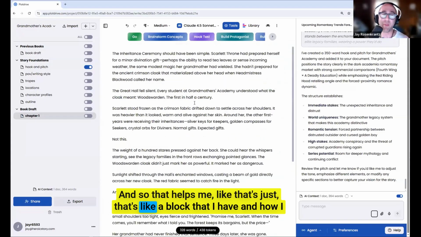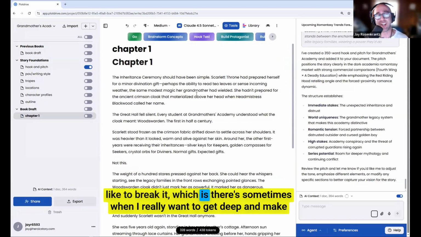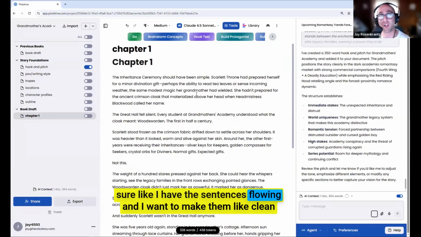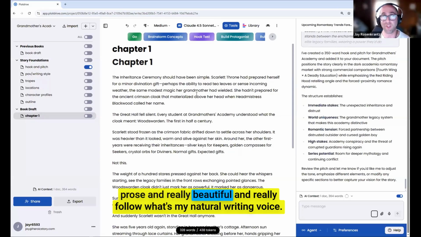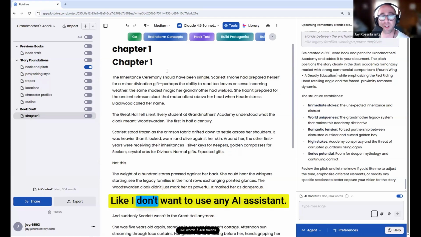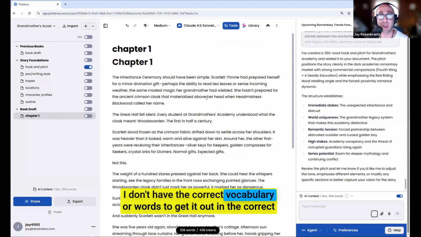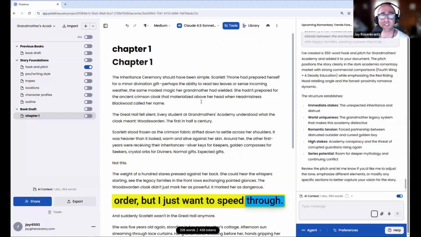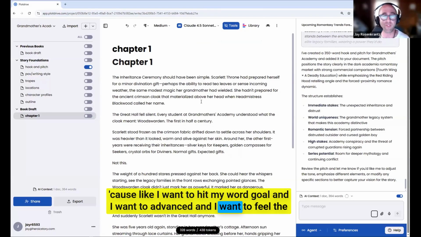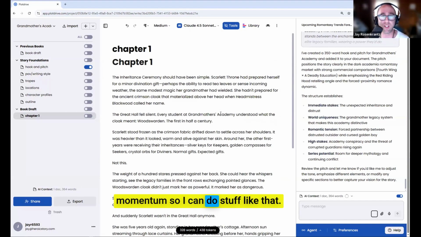And so that helps me. That's a block that I have and how I like to break it. Sometimes I really want to get deep and make sure I have the sentences flowing, and I want to make them clean prose and really beautiful and really follow my natural writing voice. I don't want to use any AI assistant. And then there are other times where I have ideas flowing, but I don't have the correct vocabulary or words to get it out in the correct order. But I just want to speed through because I want to hit my word goal and advance and feel the momentum, so I can do stuff like that.